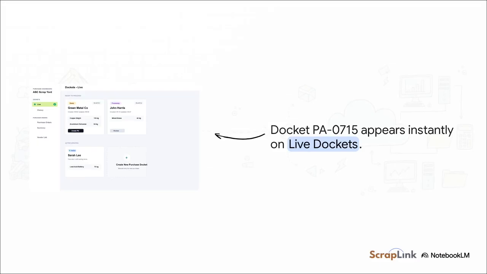Remember our docket PA-2026-0715? The very second the operator hit submit out in the yard, it instantly appeared right here on the live dockets board in the web console. This board acts as mission control. Office staff can see exactly what is ready to process, what is currently active with operators still adding items, and what needs review. The connection between the yard out there and the office staff in here is totally instantaneous.